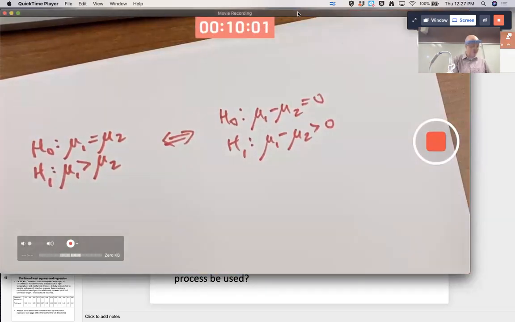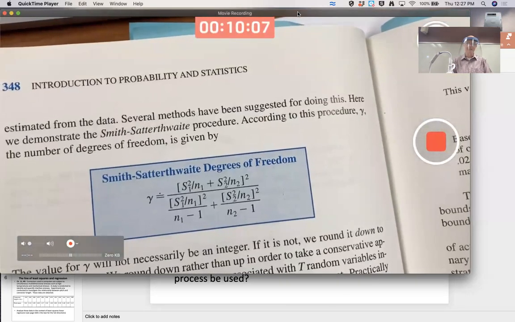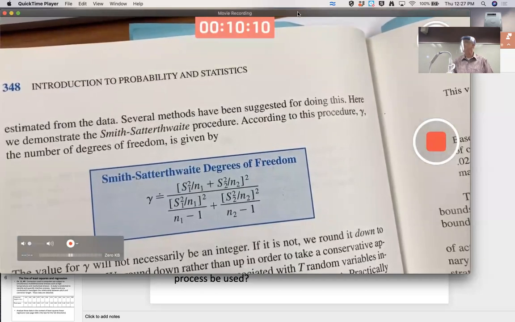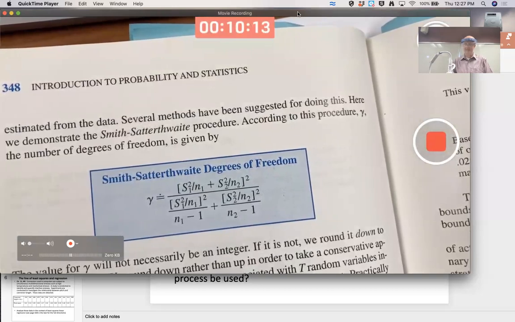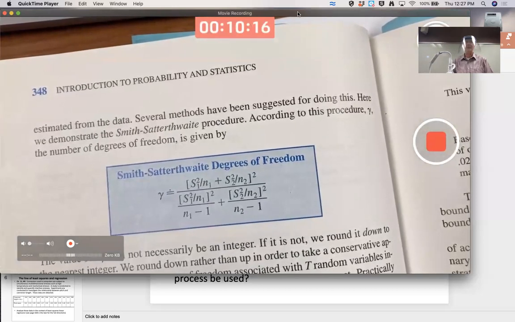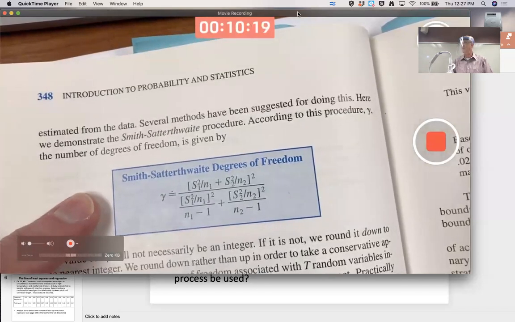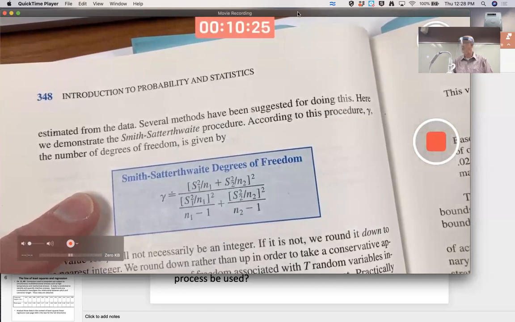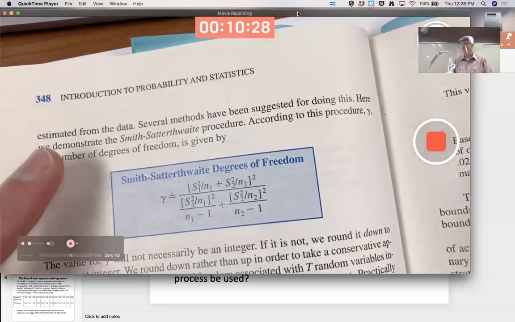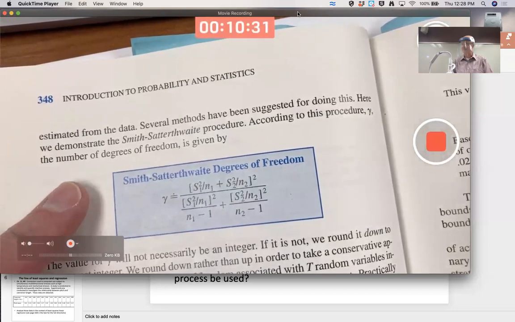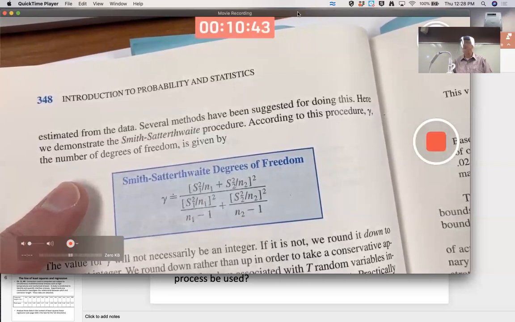Well, it's given by the Smith-Satterthwaite approximation, that crazy formula that I mentioned last time. When you're in the situation where the variances are assumed to be unequal, that was always an unpleasant situation more than 30 years ago, because people had used the Smith-Satterthwaite formula to approximate the best degrees of freedom to use. Instead of n1 plus n2 minus 2, they did this. Okay. Well, am I going to use that formula? I don't really want to. So let's use technology instead.